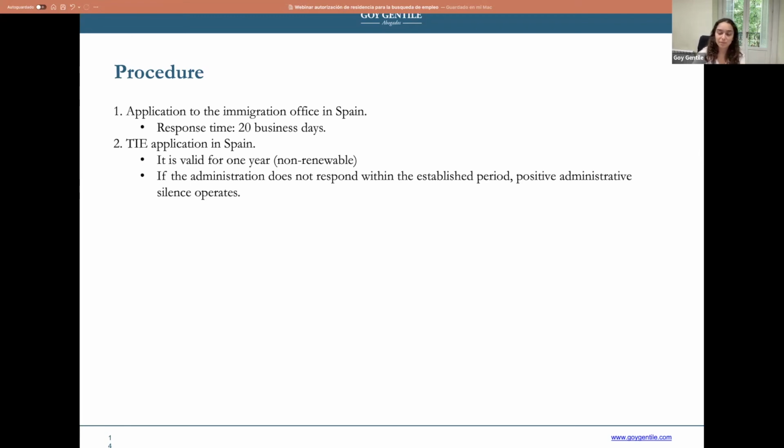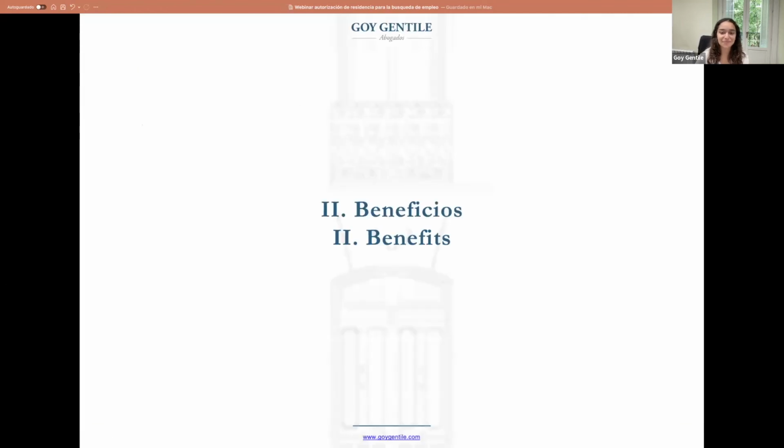And as of that moment, you will be residing here in Spain with your residence authorization for seeking employment purposes, and it is valid for 1 year, not renewable nor extendable, but after that year we can see which one of the residence and work permits we can apply for, depending on the employment opportunity that we may have found.